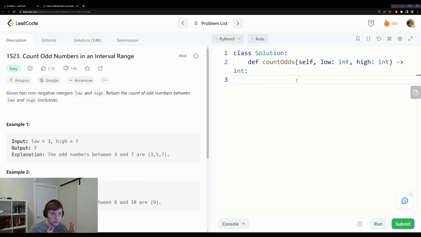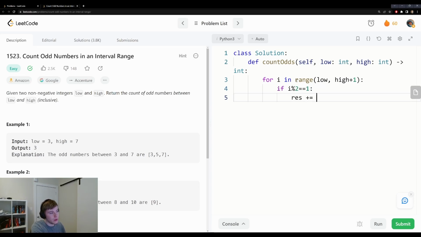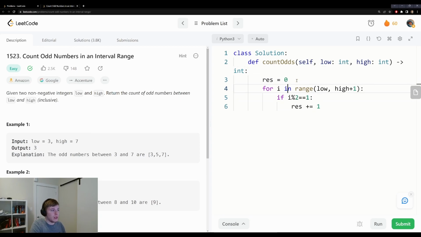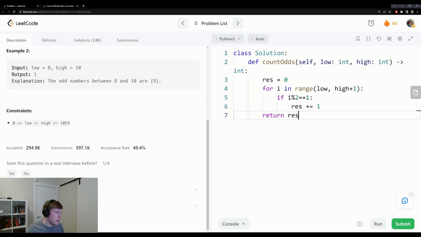So here, there is a very, very inefficient, naive solution, which is simply to go through each of the numbers, and if i mod 2 equals 0, or sorry, 1, then res plus equals 1, and then return res. But then if we look at the constraints, this is why I always look at the constraints, we'll see that it could be up to 10 to the 9. So that's what, 1 billion. So this is not going to work.